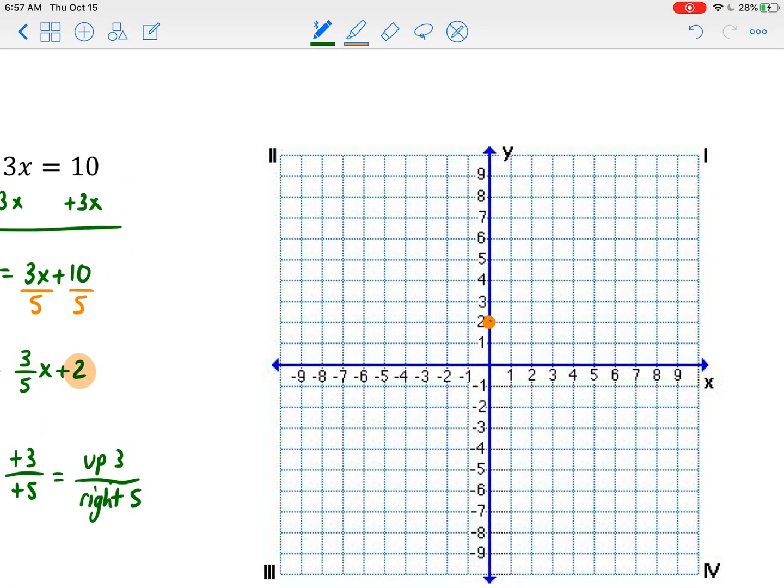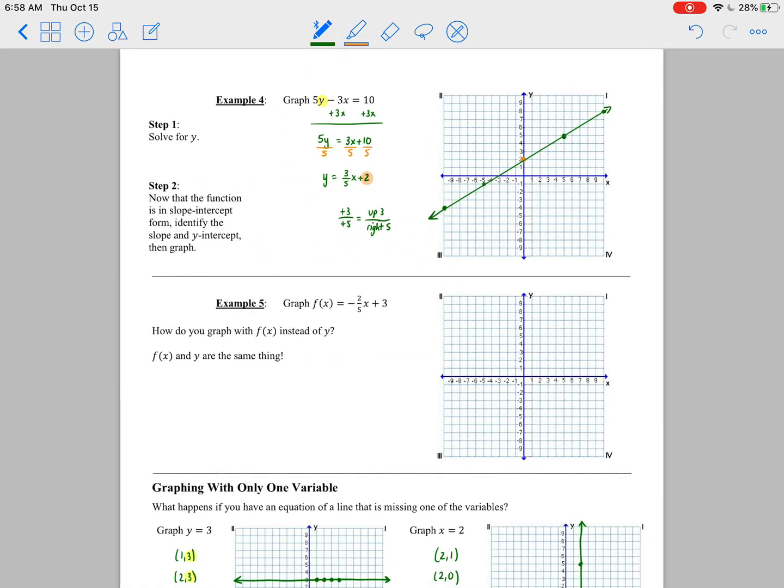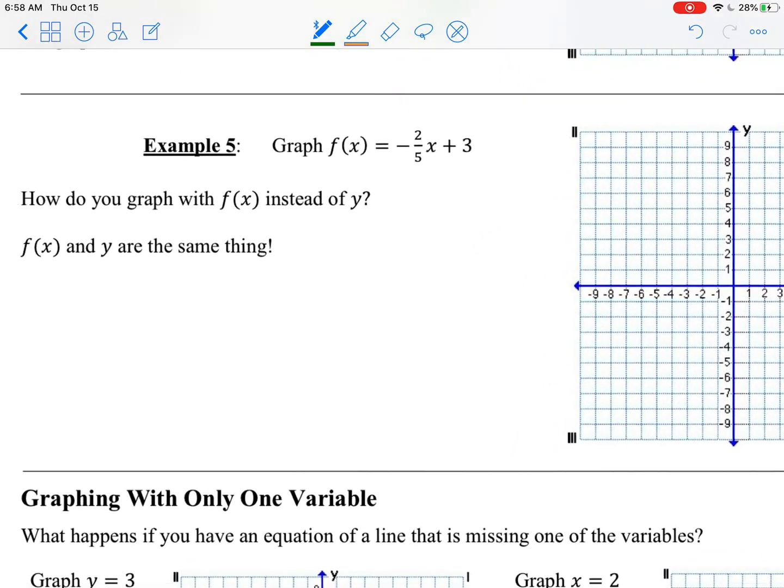Okay, so from the orange point, we're going to go up 3. So 1, 2, 3, right 5. Okay, so up 3, right 5. And then we're going to do it again from that point. So we're going to go up 3, right 5. And then we will go down 3, left 5, down 3, left 5. All right, so that's that one. And let's do this one here.